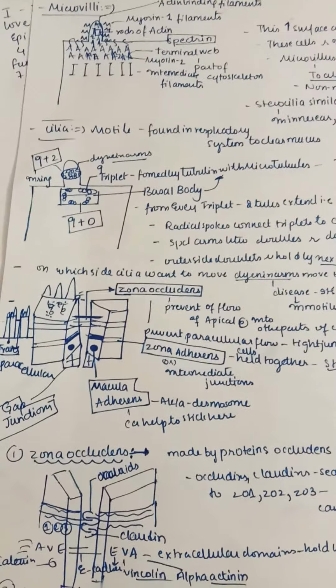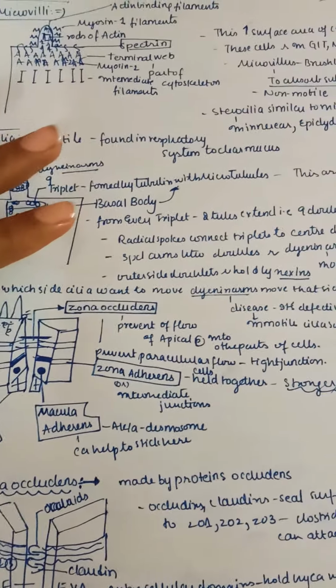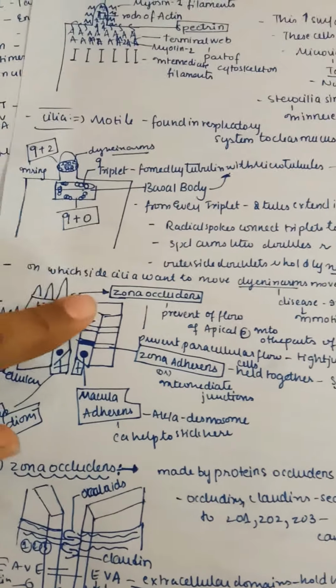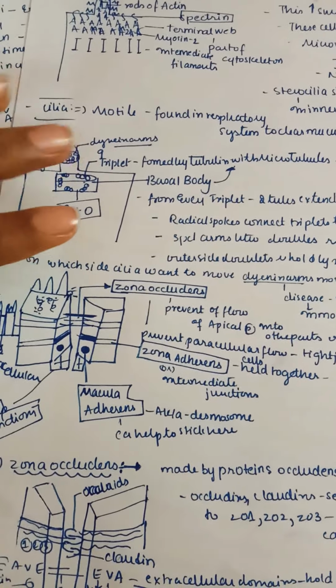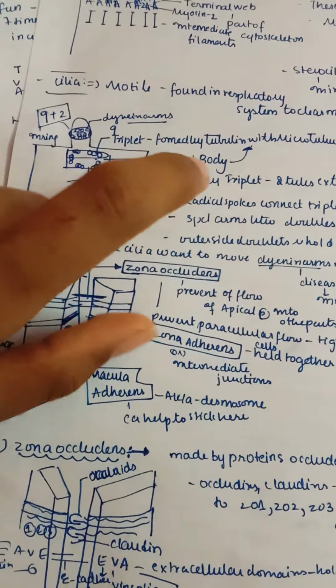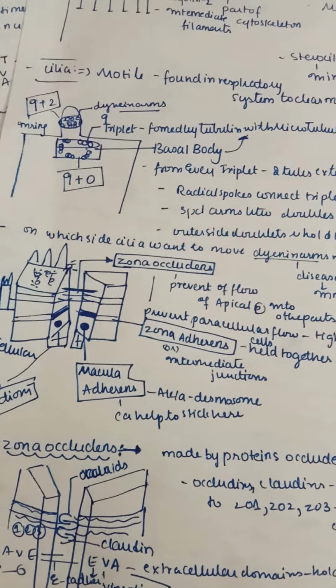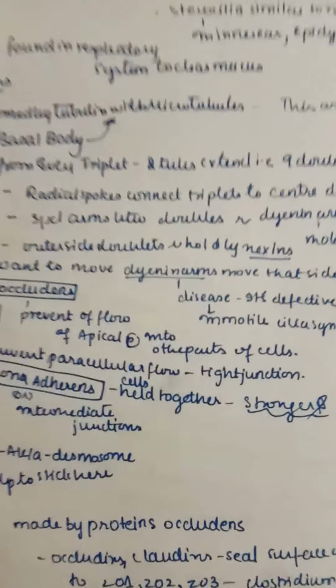Now let us check out cilia. So we know cilia are mainly motile structures, which are mainly found in our respiratory system to clear the mucus. So they are mainly having 9+0 and 9+2 arrays. The 9+0 array is mainly present in the basal body, and the 9+2 array is present in the outer, moving part. So let us check out its structure.